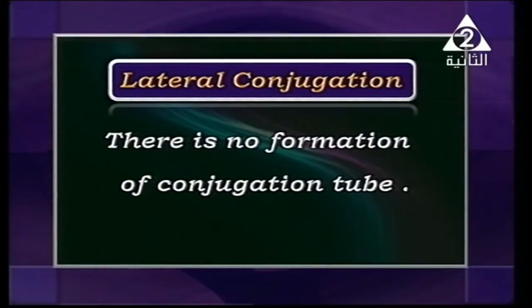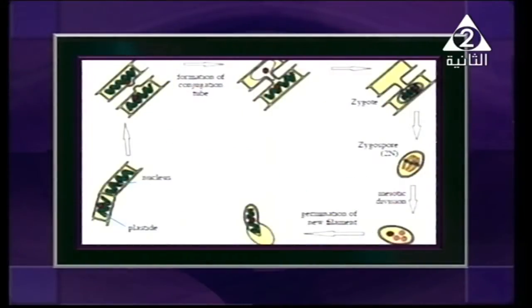Again, I'm going to ask you to complete the difference between scalariform and lateral conjugation. Number one, formation of conjugation tube. Number two, it happens between two different filaments in case of scalariform. Here we have two cells. When they are near to each other, what happens? The walls between them disappear and the protoplasmic content transfers from one cell to another, and after that it forms a zygospore.